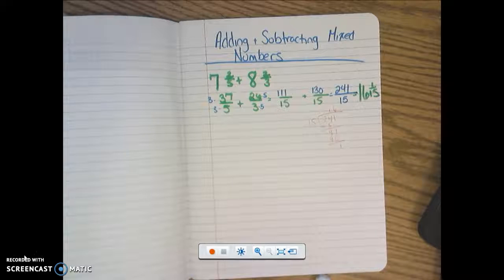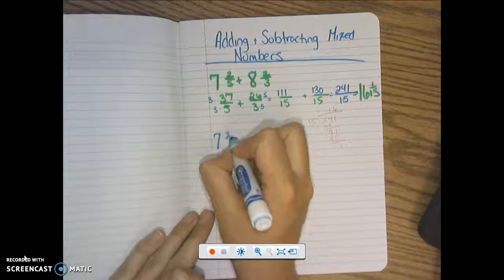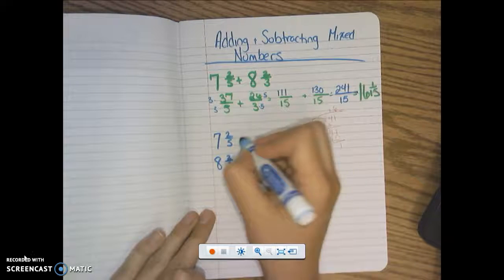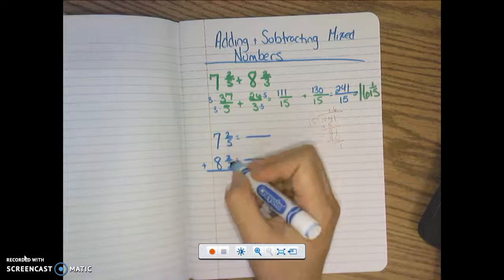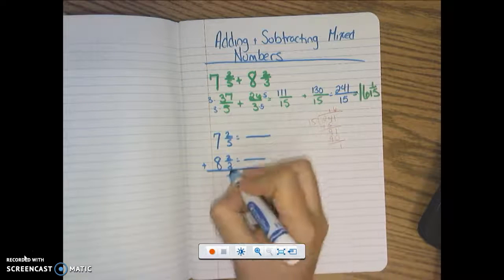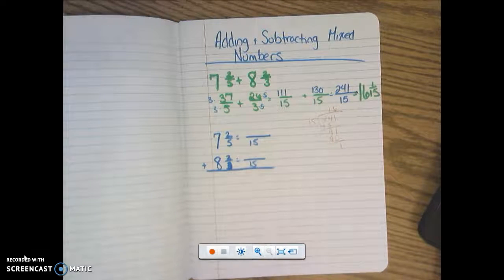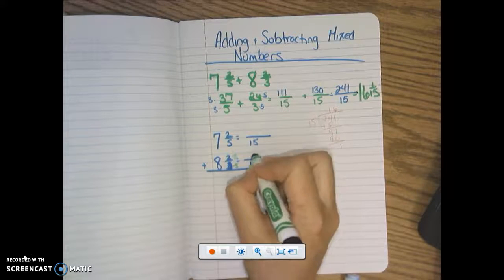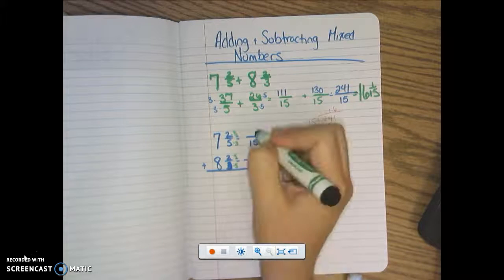All right, now I'm going to show you the vertical way, if you like that. So same problem. I'm going to start with 7 2/5 and 8 2/3. This way, I'm just going to forget about the whole numbers at the beginning. And remember, we're adding. So the common denominator between 5 and 3 is 15. Now, 3 times 5 is 15, so this new numerator should be 10. 5 times 3, 2 times 3, so 6.